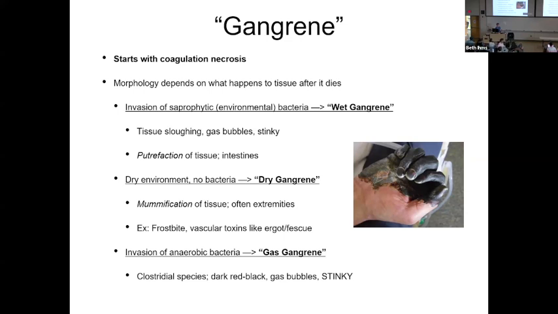So for you guys to know, the important thing is gangrene starts with coagulative necrosis. That's the cooking an egg, often ischemic. And then the gangrene part comes in with whatever happens to the tissue after that, what environment it's in. Is it dry or wet? Are there bacteria? Are the bacteria saprophytes or are they anaerobes that are stinky? That's it.